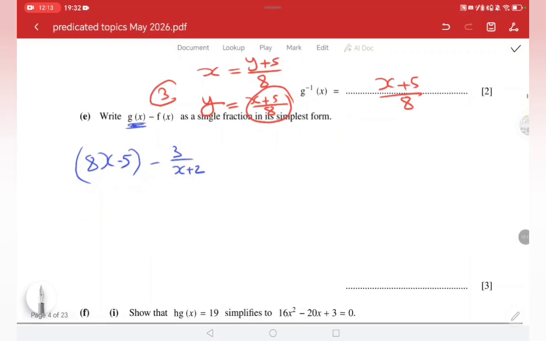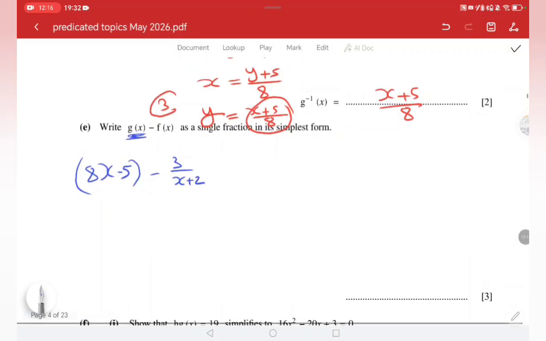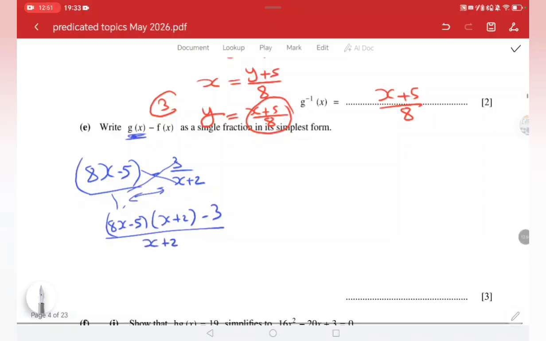This type of question, if it's not inside functions, you will find it as a separate question. So it's very important to get used to it and try to solve some questions related to algebraic fractions. So what to do then? In algebraic fractions, we cross multiply. So 8x minus 5 times x plus 2 minus, then the cross multiply 1 times 3 is 3. And the denominator, we multiply the denominators. So 1 times x plus 2 is x plus 2.